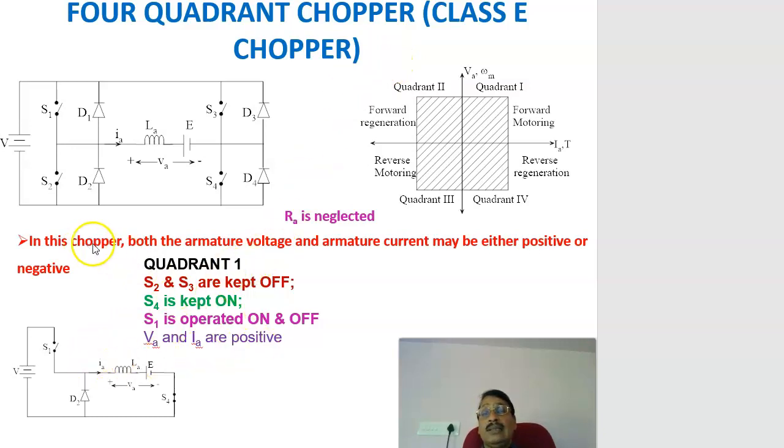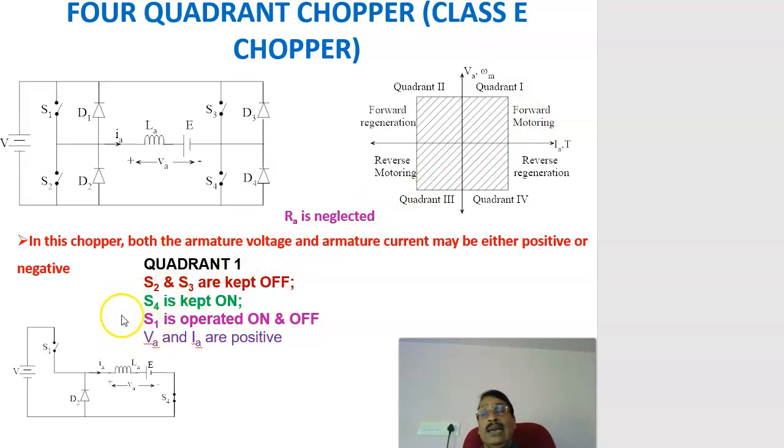Now, in this chopper, both armature voltage and armature current may be either positive or negative. You can make positive voltage or negative voltage. Similarly, you can make positive current or negative current. Thereby, this motor can be operated in 4-quadrant regions. Now coming to the first one, quadrant 1, that is the first quadrant operation, forward motoring operation.